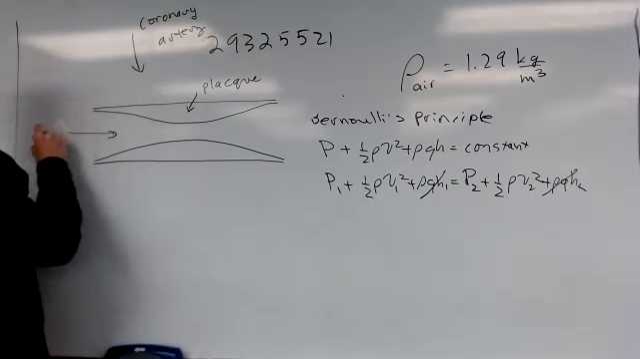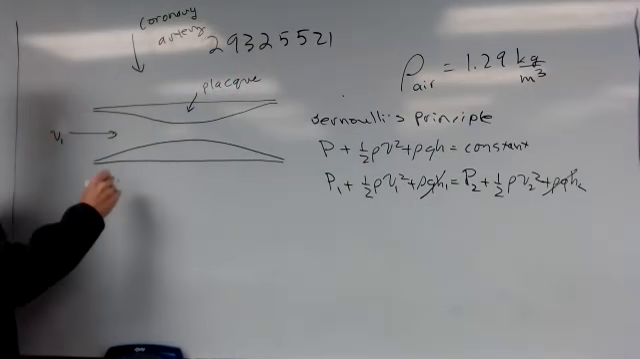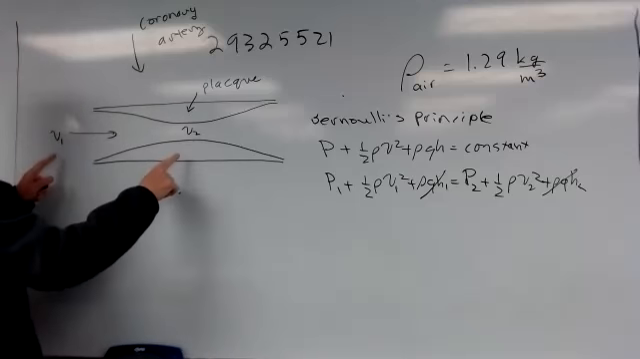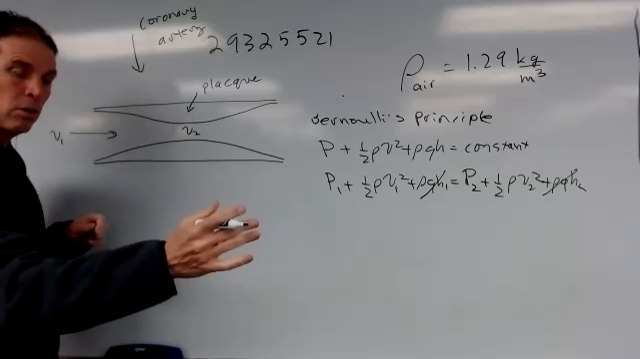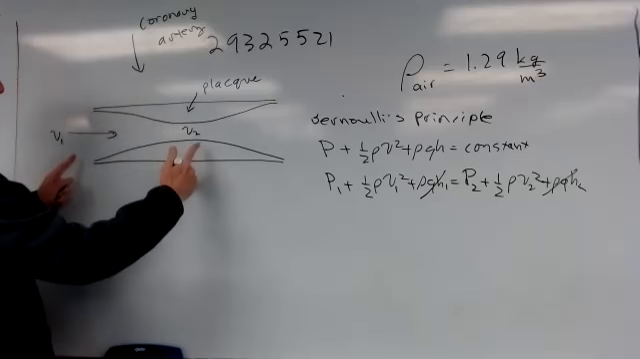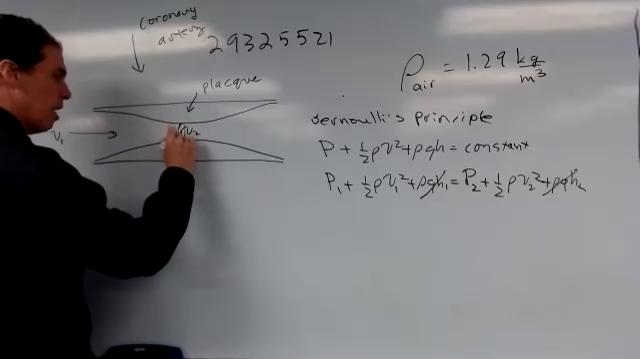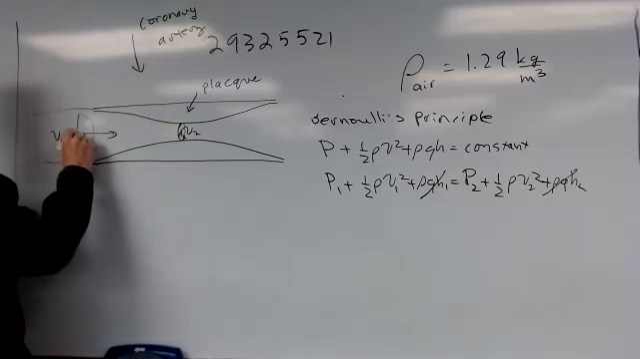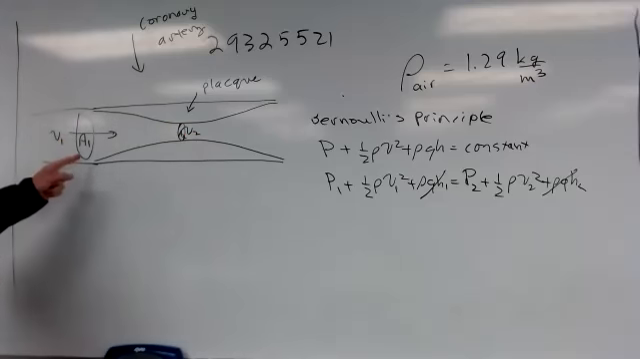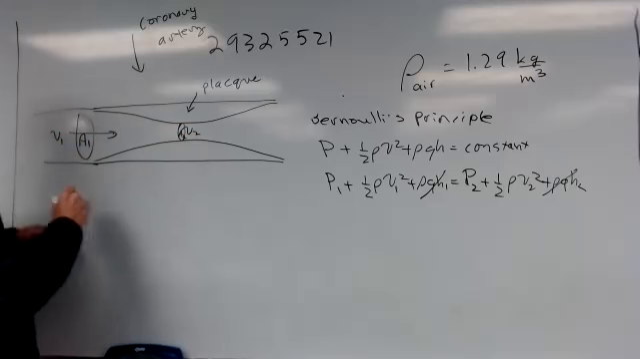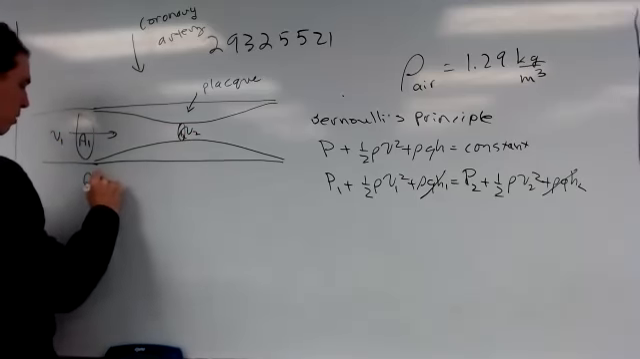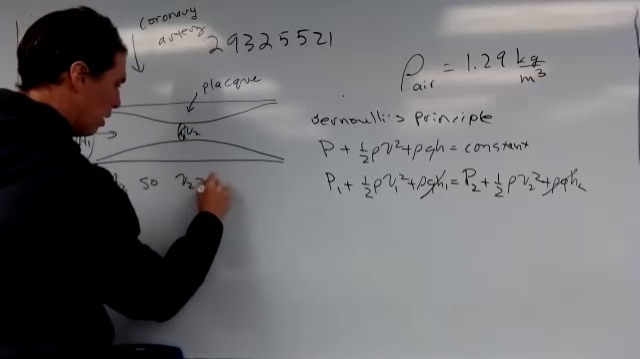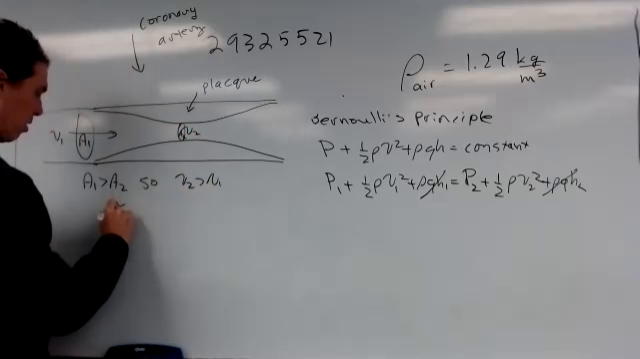And so this is the speed of the fluid, right? This is V1 and this is V2. And so we know from our flow rate that we talked about last time that the flow rate is constant. If the area is thinner, this is A2 and this is A1 out here where the artery is less damaged. We know that A1 is greater than A2. So V2 is greater than V1 because the flow rate is constant.